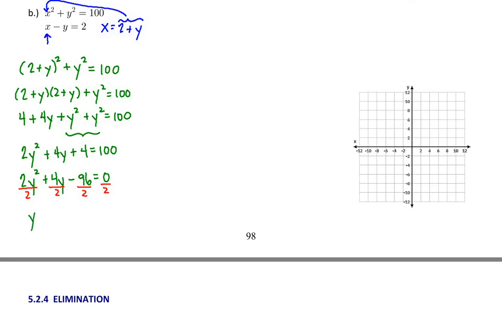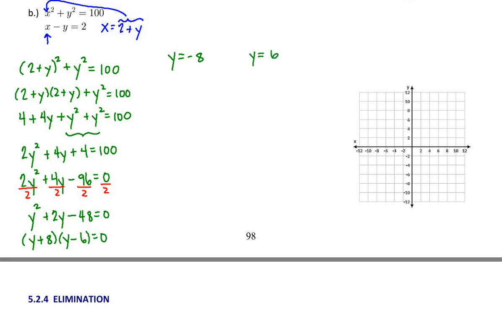This gives us the resulting equation, y squared plus 2y minus 48 equals 0. And then we can factor. We would factor it as y plus 8 times y minus 6 equals 0. So that's going to yield two possible solutions for y, so I'm anticipating two possible intersection points on our graph. One of our solutions is y equals negative 8, and the other one is y equals 6.